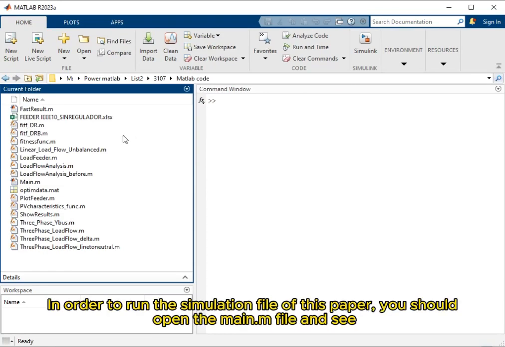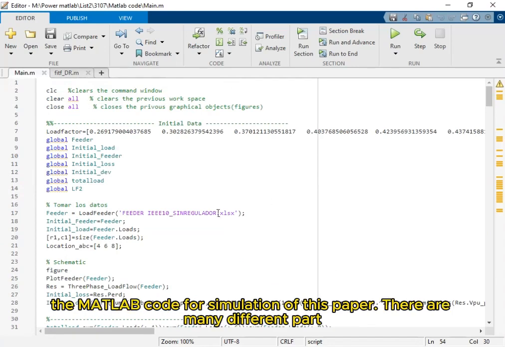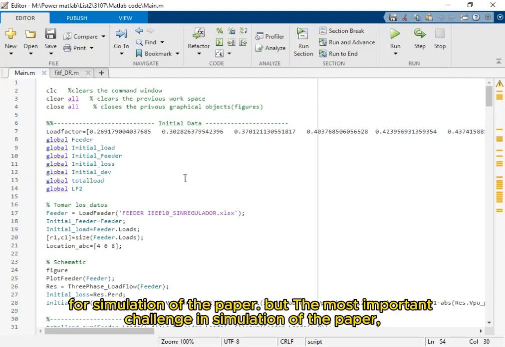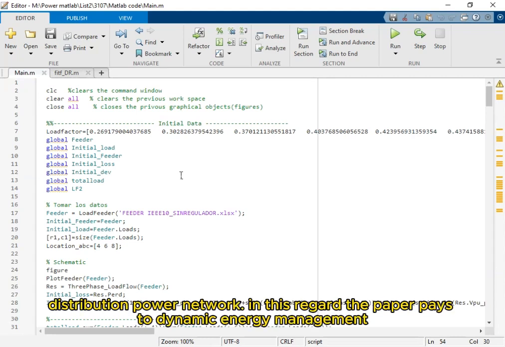In order to run the simulation file of this paper, you should open the main.m file and see the Matlab code for simulation of this paper. There are many different parts for simulation of the paper, but the most important challenge in simulation of the paper is related to solving three-phase unbalanced power flow in the distribution power network. In this regard, the paper pays attention to dynamic energy management.